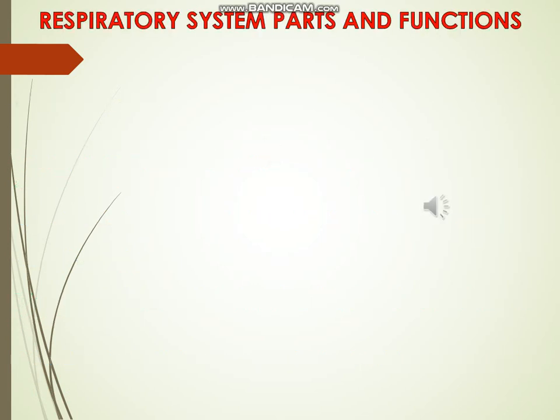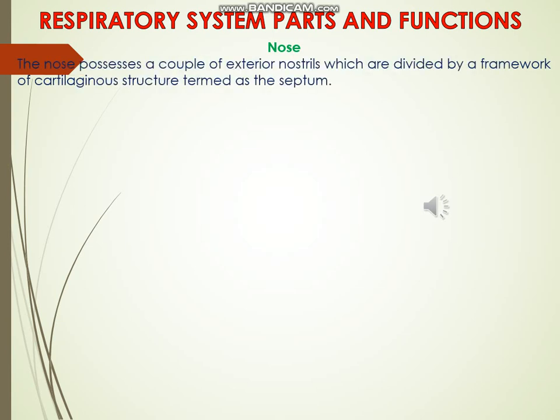Let us have a detailed look at the different parts of the respiratory system and their functions. First one is the nose. The nose possesses a couple of exterior nostrils which are divided by a framework of cartilage structure termed the septum. This is the structure that evenly separates the right nostril from the left nostril. Tiny hair follicles that cover the interior linings of the nostril act as the body's first line of defense against foreign pathogens. They also provide additional humidity for inhaled air.